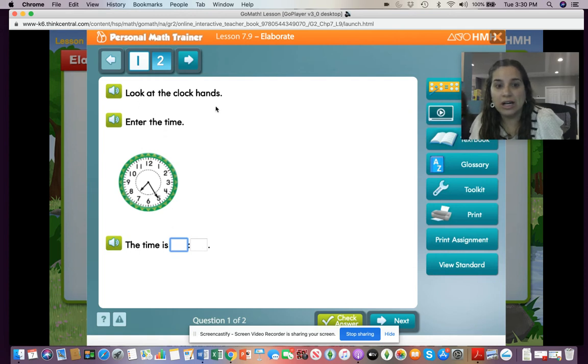Look at the clock hands, enter the time. So, I see that the short hand is on 7. Now the long hand is on 5. How many minutes is that though? Let's count by 5s. 5, 10, 15, 20, 25.